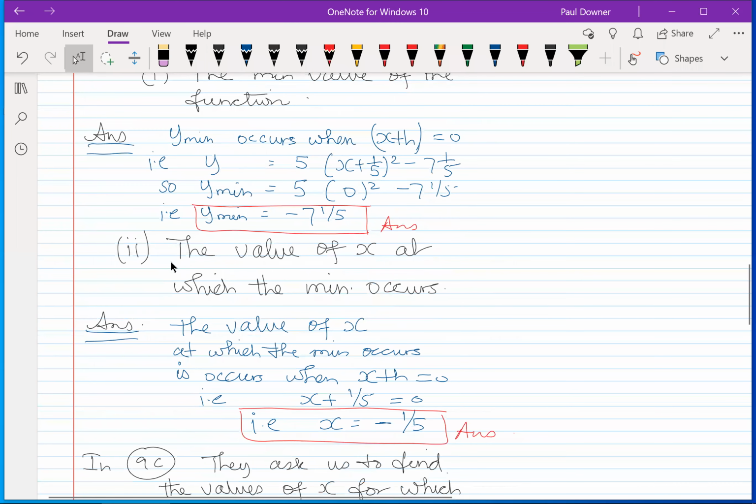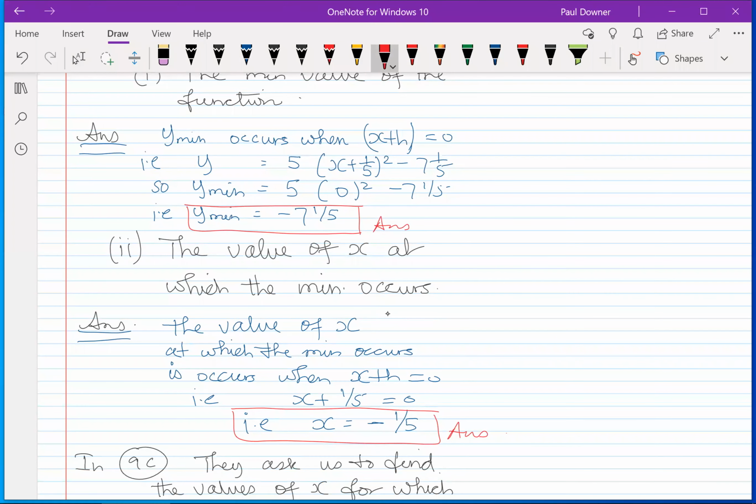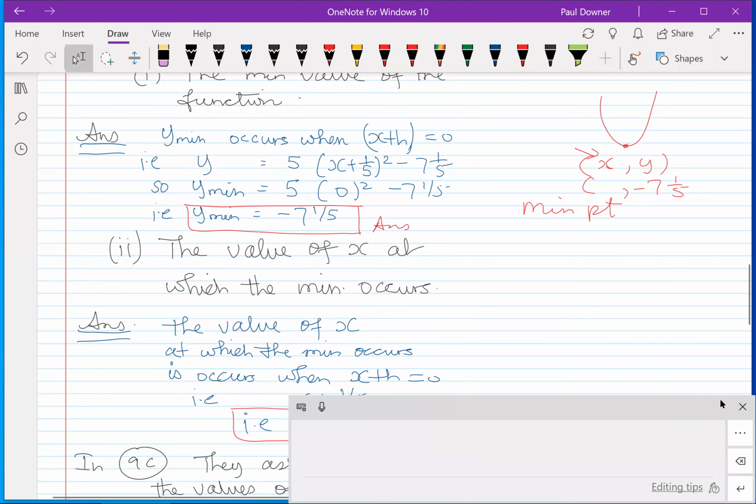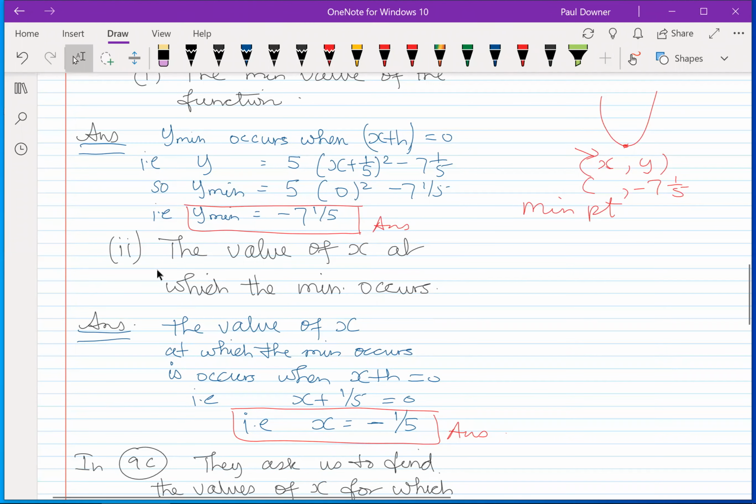The next part of 9B, which was 9B part 2 in 2005, was find the value of x at which this minimum occurs. Because remember, at any point, the minimum point will have an x coordinate and a y coordinate. So the minimum point, when you draw this graph, it will have an x coordinate and a y coordinate. So far, we found the y coordinate. This y coordinate is minus 7 and 1/5. We haven't found this x value yet at which it is occurring. So that is what they're asking us to do in part 2. Find the value of x at which the minimum occurs, which is this value here.